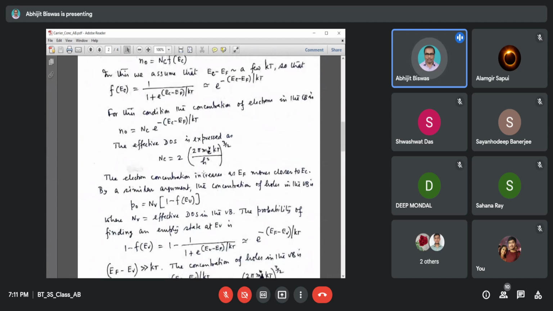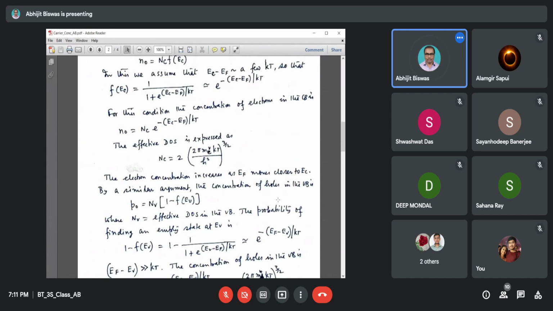So the effective density of states is expressed as Nc equal to 2 times (2 pi me* kT / h²) to the power 3/2. Here me* means the effective mass of an electron, k is the Boltzmann constant, T is the temperature in absolute scale, and h is Planck's constant.